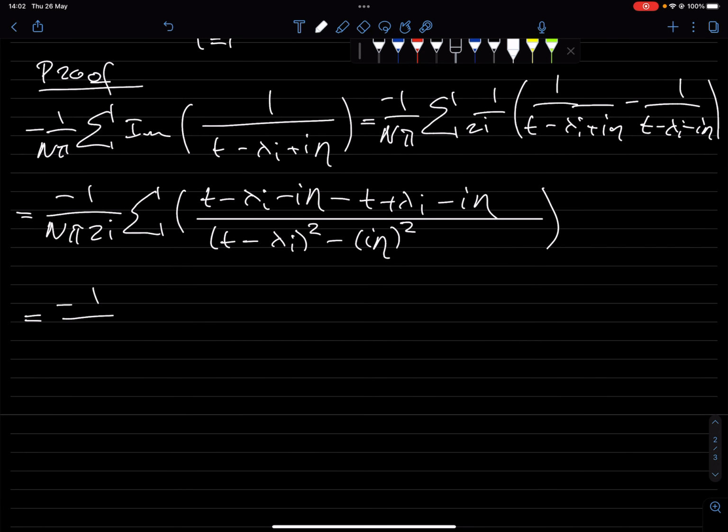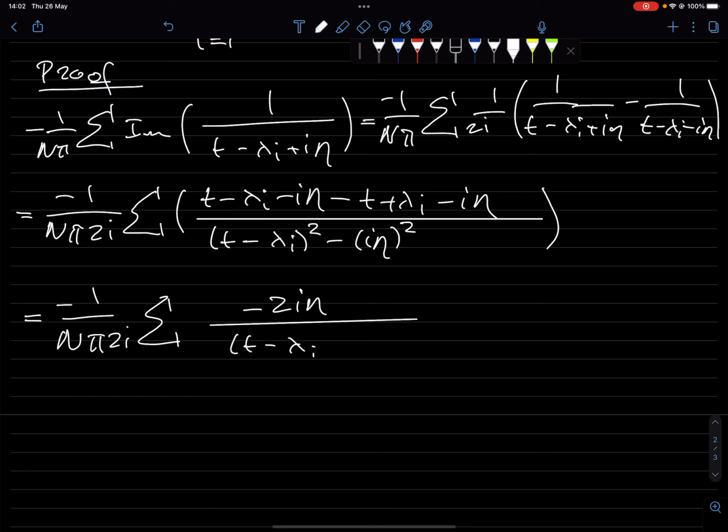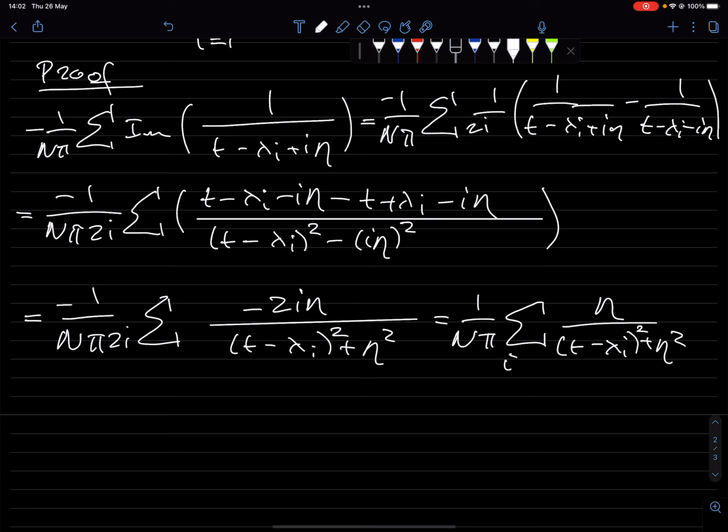Which gives us minus 1 over n pi 2i, and up on the top we're just going to have minus 2i eta, and on the bottom we're going to have (t minus lambda i) squared plus eta squared as the denominator. So finally this is just 1 over n pi, sum of eta over ((t minus lambda i) squared plus eta squared). So this is what we wanted, so we're good.